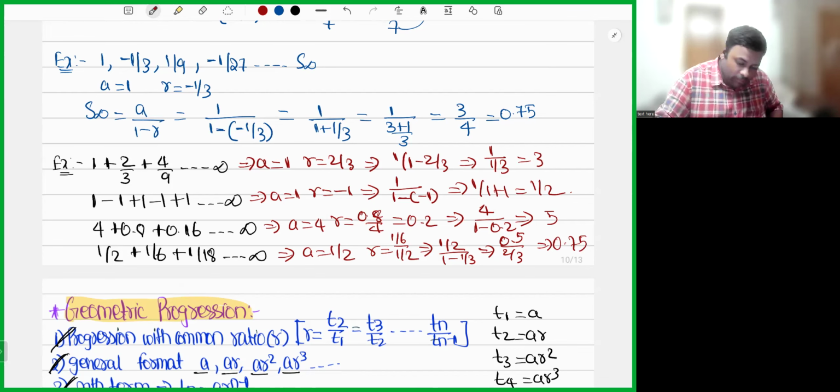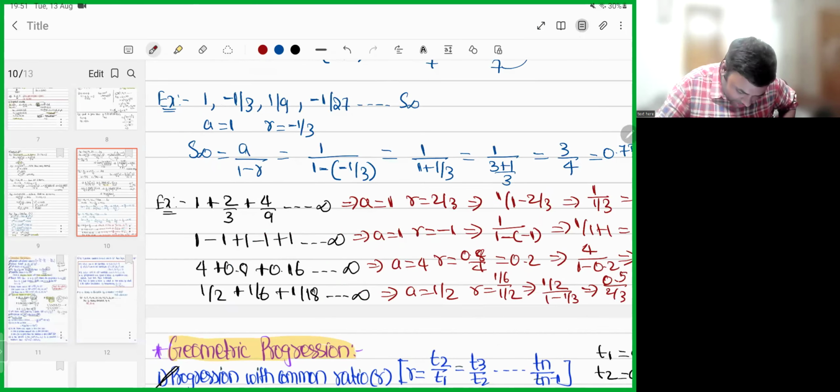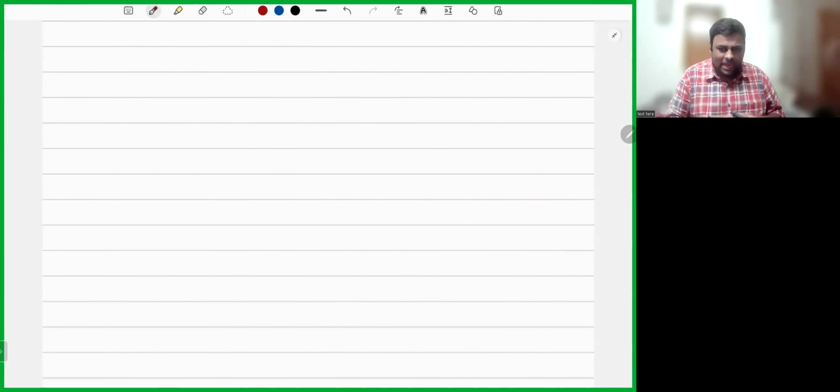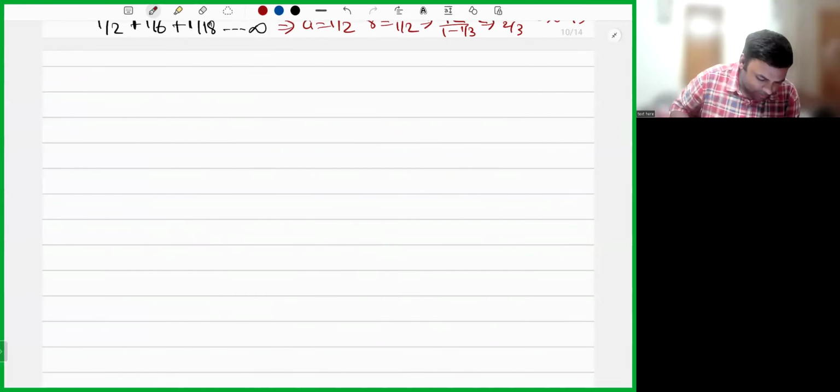Now, let's do some complicated sums on S infinity. S infinity looks simple, right? Let's make it complicated now. Why keep things simple? Let's make them complicated. Let me see how you will tackle these complicated sums. Example.